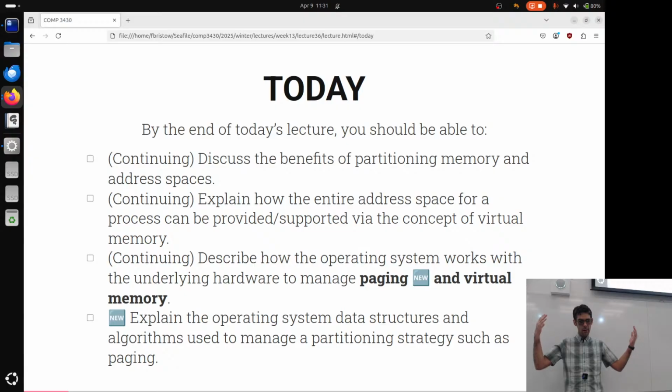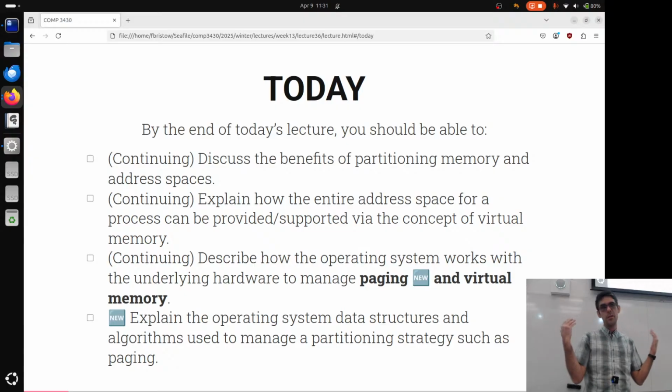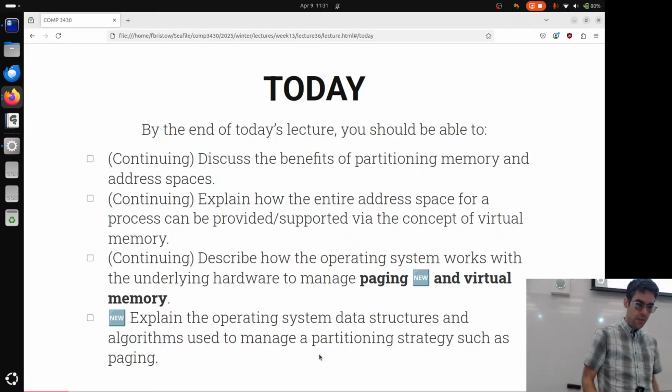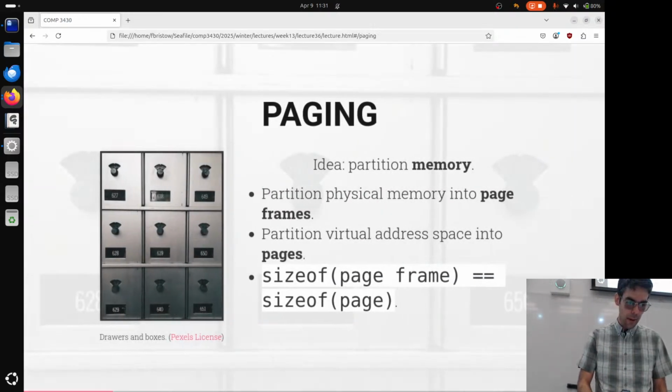I've got all the continuing outcomes here, and I'm not going to restate these. You should be able to describe and explain virtual memory at a high level. And then today, we're going to finish up, explaining the operating system data structures and algorithms used to manage a partitioning strategy such as paging. That's our goal today, is to finish that up.